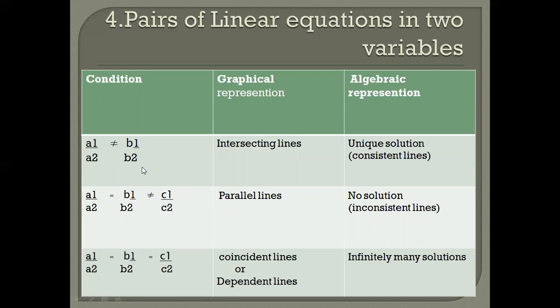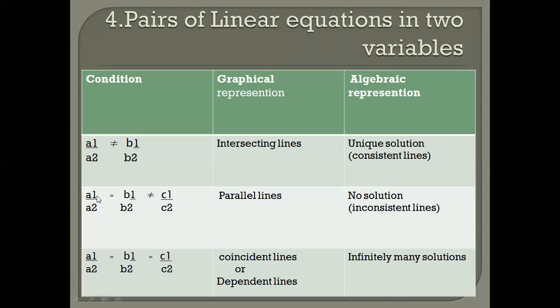Then if a1 by a2, the ratio of the x coefficient of the first line and the x coefficient of the second line, and the ratio of the y coefficient of the first line and the y coefficient of the second line, are not equal, then they are intersecting lines. Remember, children, graphically we considered the unique solution there. So when a1 by a2 is not equal to b1 by b2, they are intersecting lines, they have a unique solution, and they are called consistent lines.